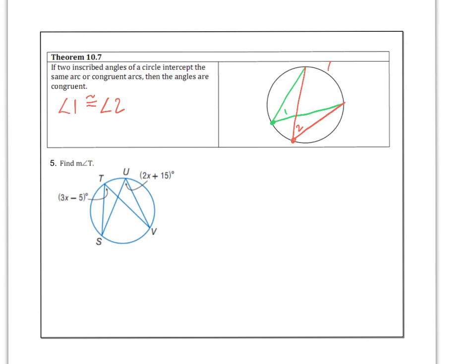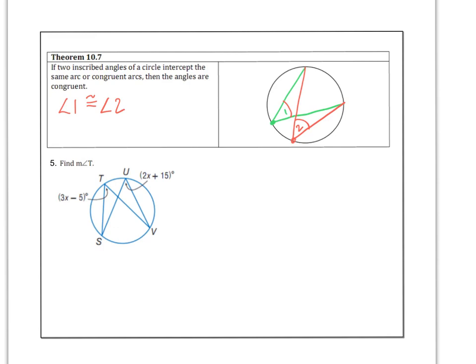Think about it. If this angle out here was 100 degrees, angle 1 would have to be half of 100, and angle 2 would also have to be half of 100. So whatever that arc is, they both have to be half of it, therefore they must be congruent to each other. So if we go down to number 5, you can see it says find the measure of angle T.